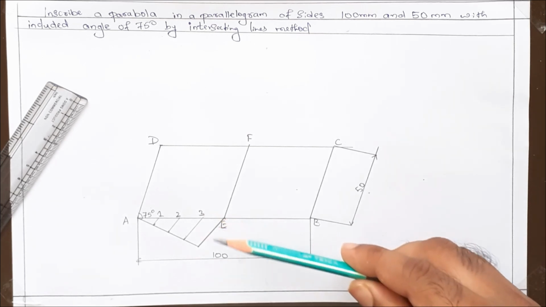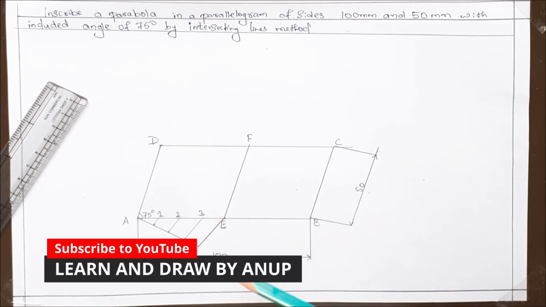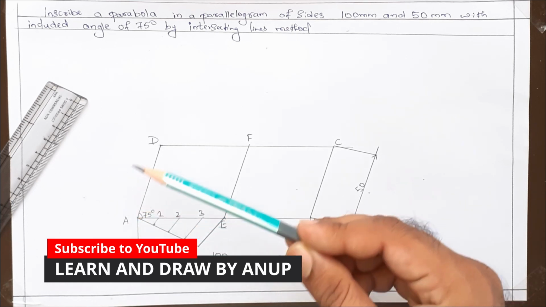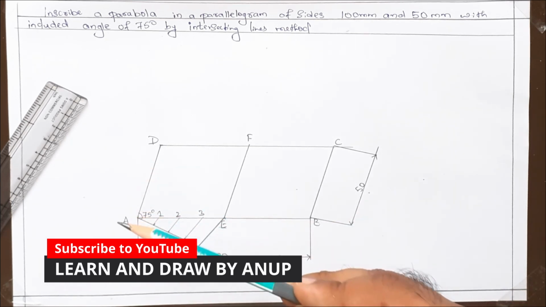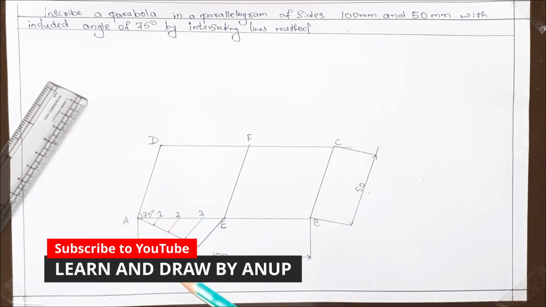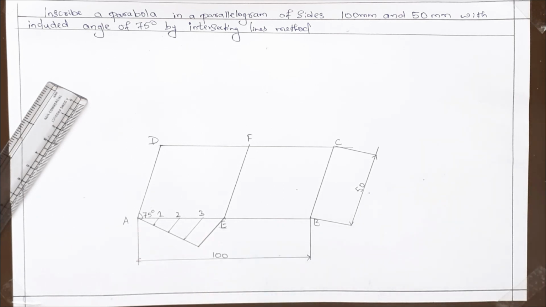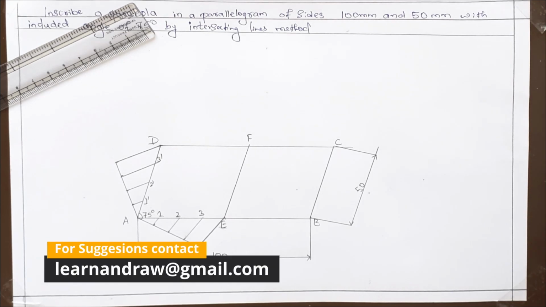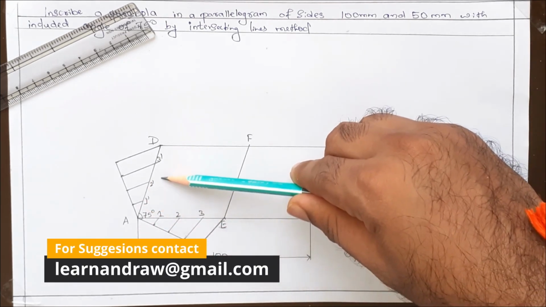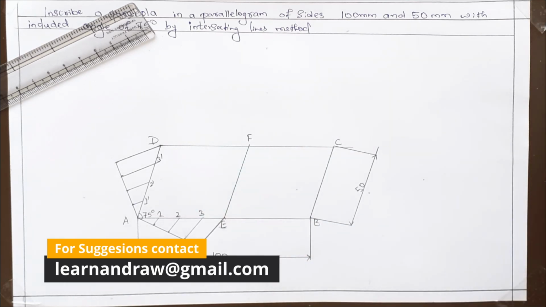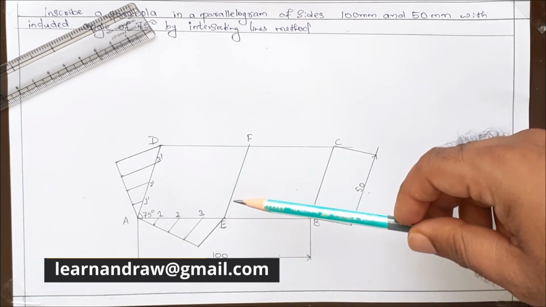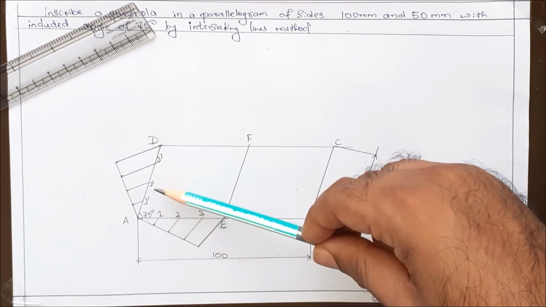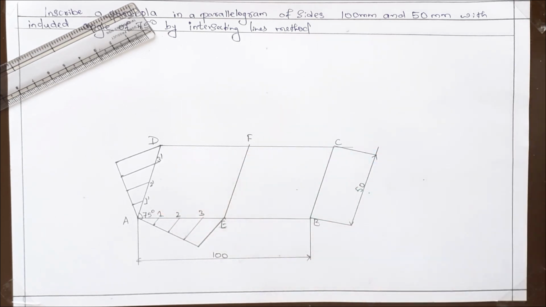Similarly, let us divide the line AD into 4 equal parts, similar to what we have done at this point. Now, after dividing the line AD, we get the points 1 dash, 2 dash and 3 dash. So, let us join these points 1 dash, 2 dash and 3 dash with F.